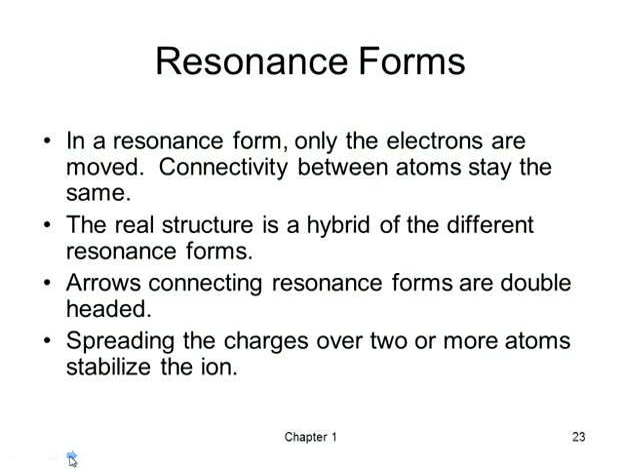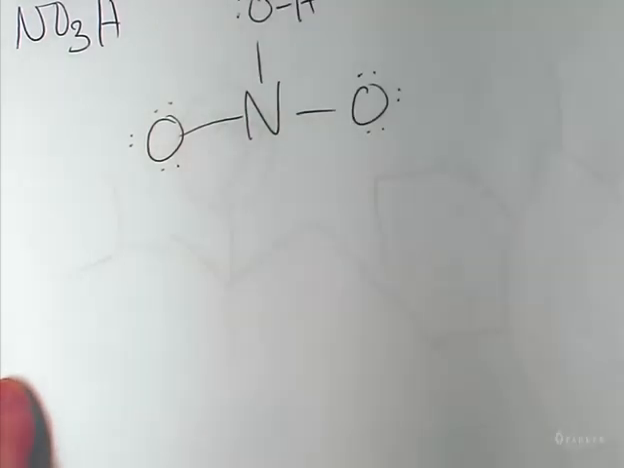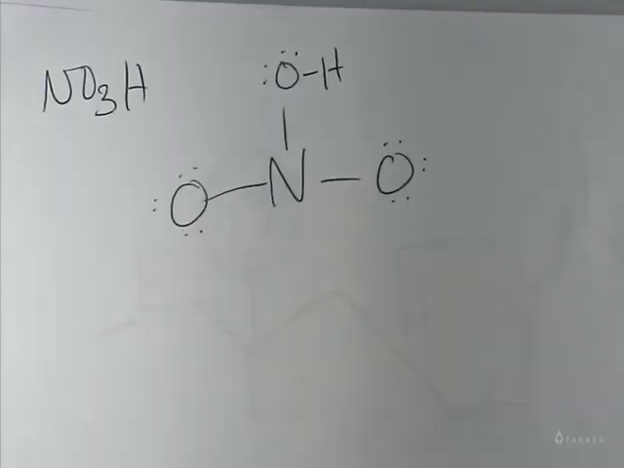Resonance. This can be a difficult topic, and I'll hopefully go over it well enough that you won't have too much trouble. Do you remember when we were doing multiple bonds in a structure? We just did NO3H, and I'll draw this really fast. We originally had this, right? But we said nitrogen wasn't stable yet. We needed to move electrons over.